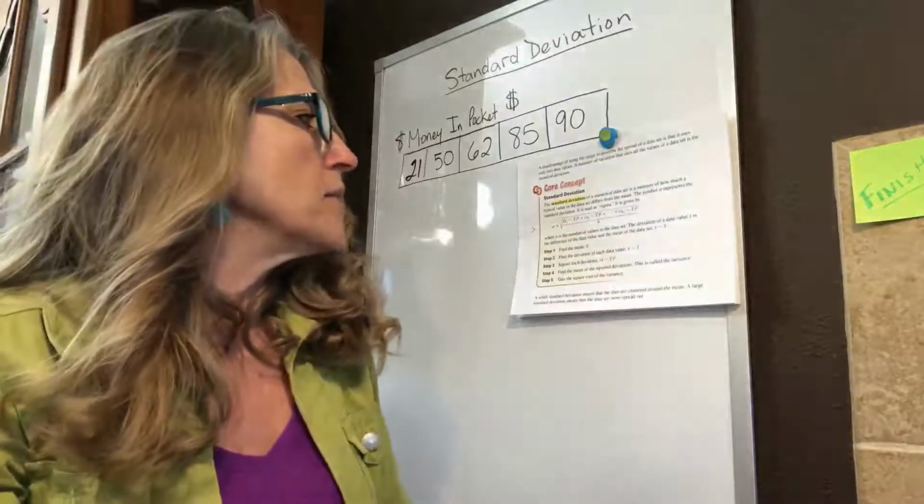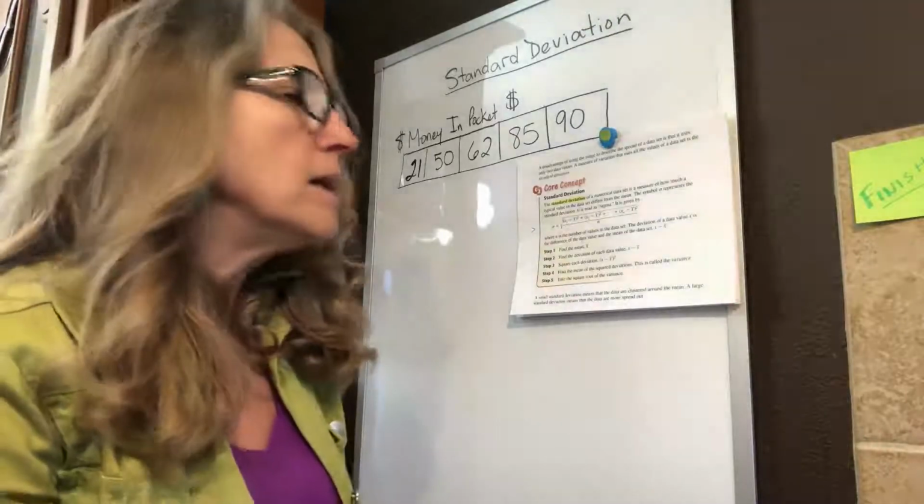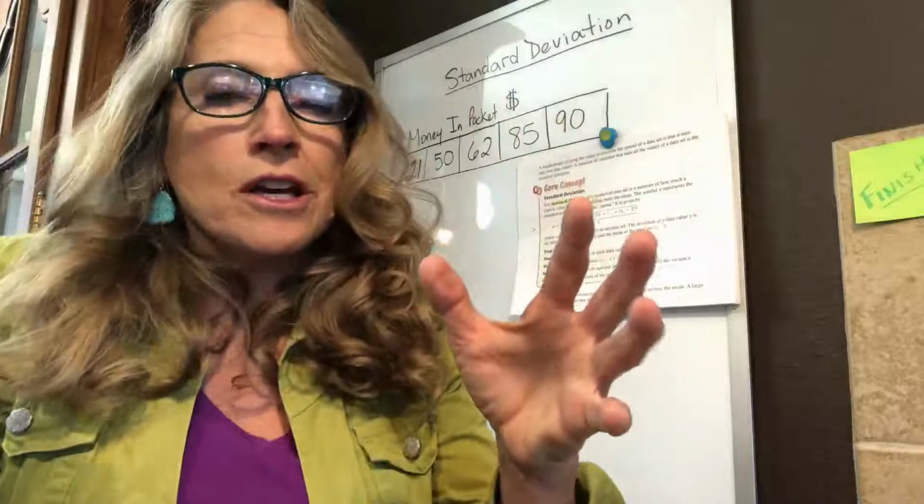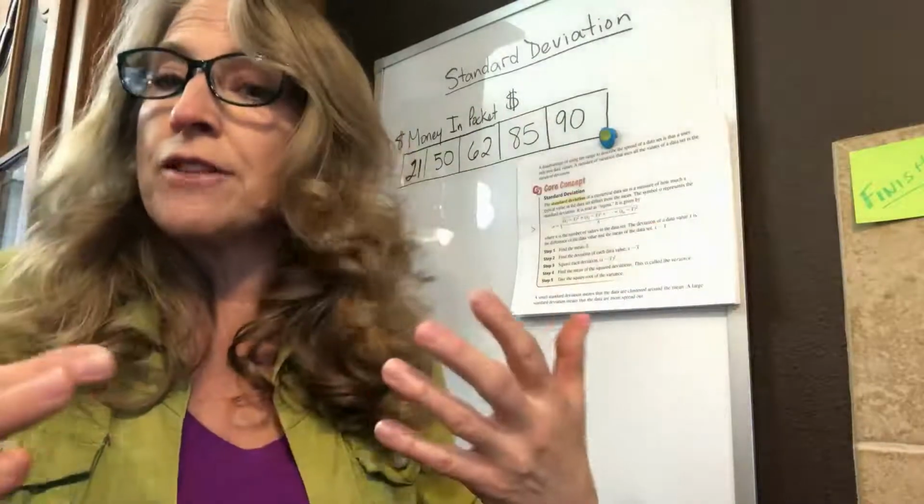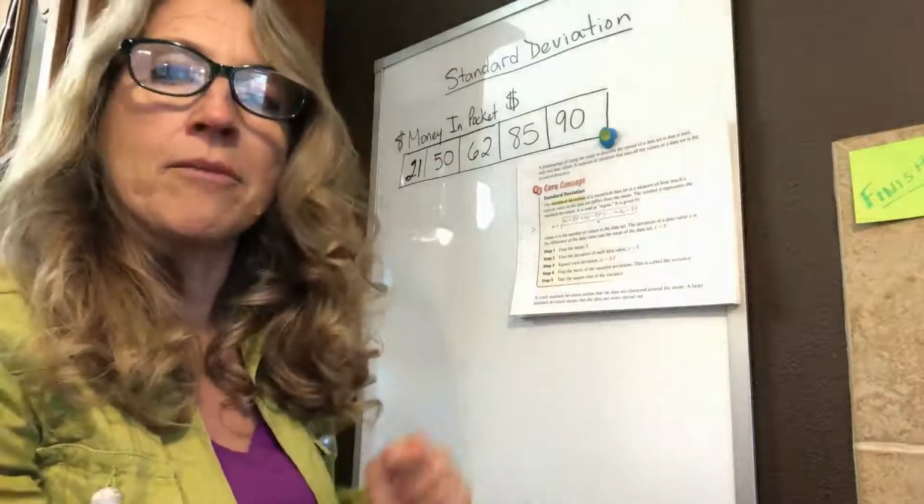The deviation of a data value x is the difference of the data value and the mean of the data set. So you're trying to find out how much each of them differs from the mean. So you're going to find the difference, right? And then you're going to square it and add them all together and divide by the number of numbers you have.